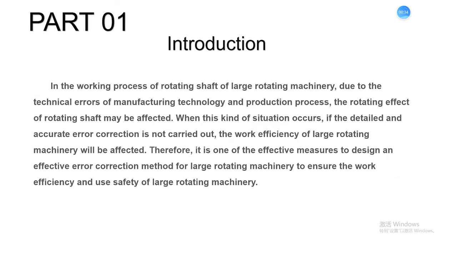In the working process of a rotating shaft of large rotating machinery, due to the technical errors of manufacturing technology and product process, the rotating effect of a rotating shaft may be affected. When this kind of situation occurs, if detailed and accurate error correction is not carried out, the work efficiency of large rotating machinery will be affected. Therefore, designing an effective error correction method for large rotating machinery is one of the effective measures to ensure the working efficiency and use safety of large rotating machinery.